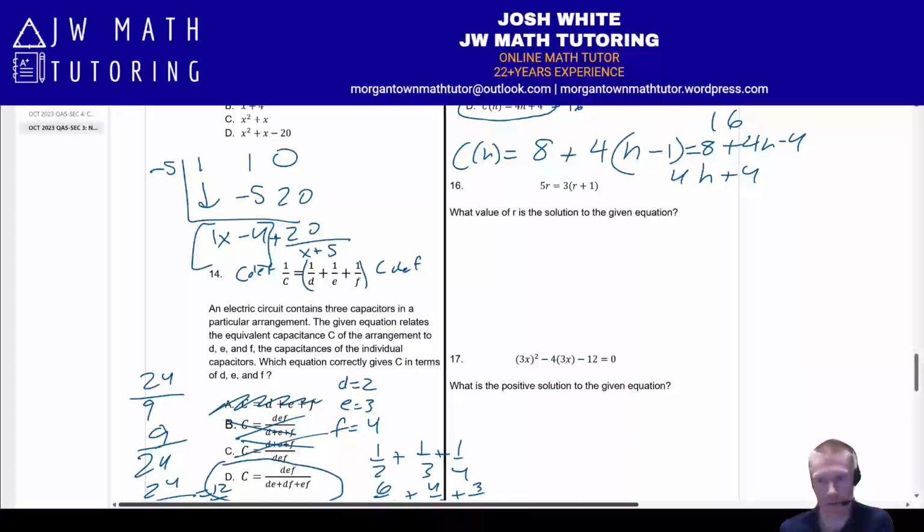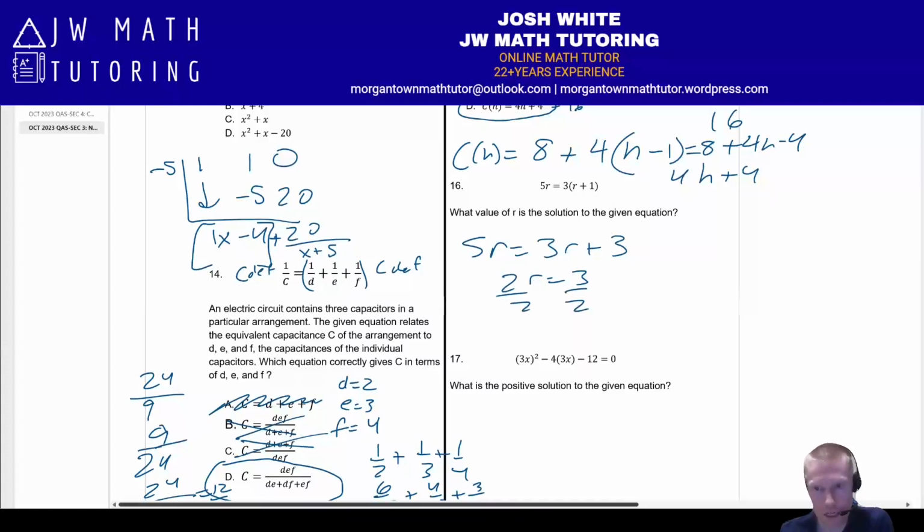All right, now to 16, the first of the grid-ins. Just a basic linear equation to solve. Distribute on the right side, 2r equals 3, and you should get r equal to 3 over 2. So you could grid in 3 halves. You could also grid in 1.5. Either would be correct.